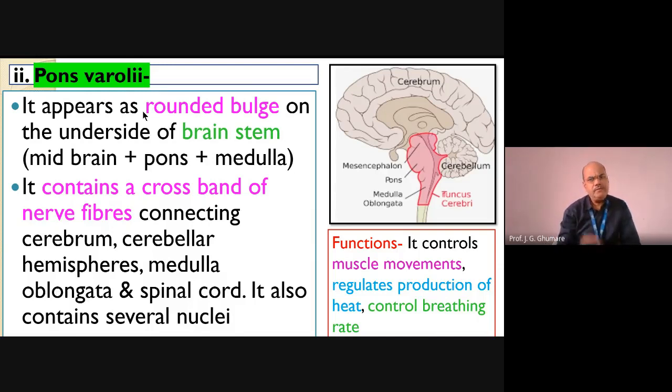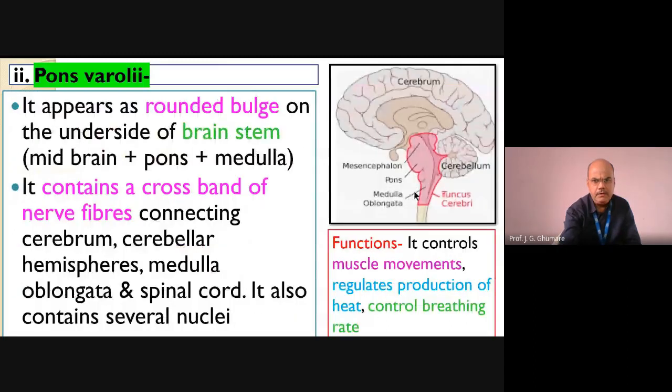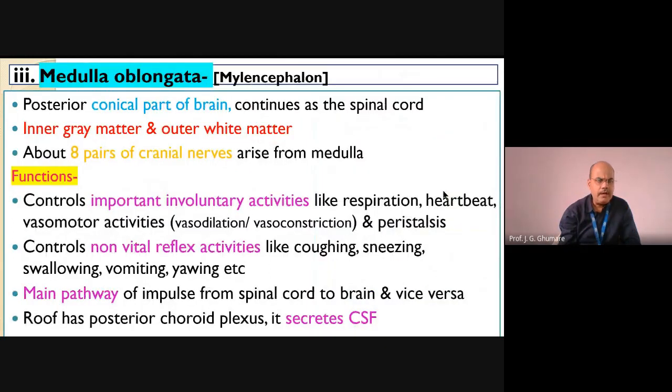Okay. The last and very important part is called the medulla oblongata, the conical part of the brain, the one which will continue as the spinal cord. Here I am showing this conical part of the brain. Remember, this conical part of the brain, which continues as the spinal cord, is called the medulla oblongata.